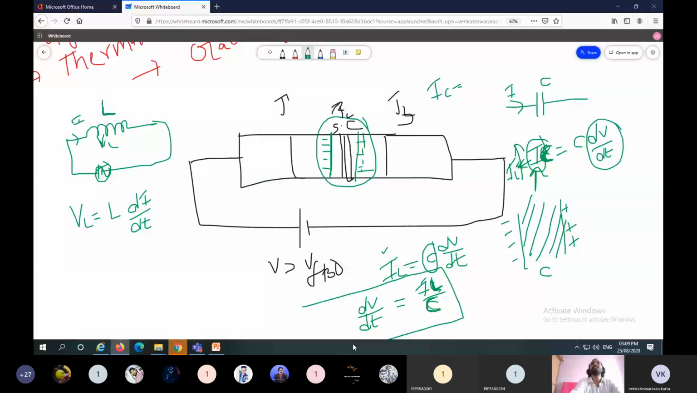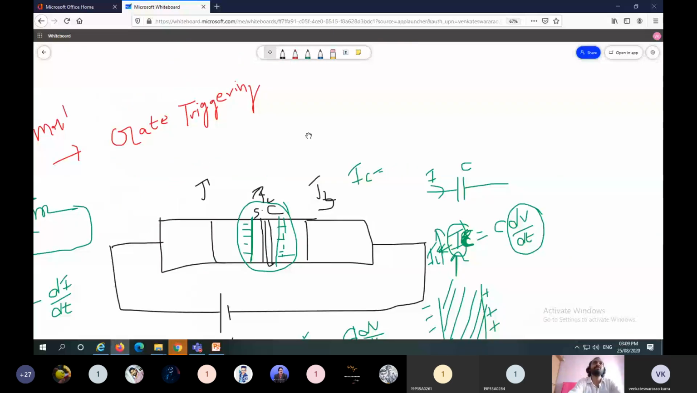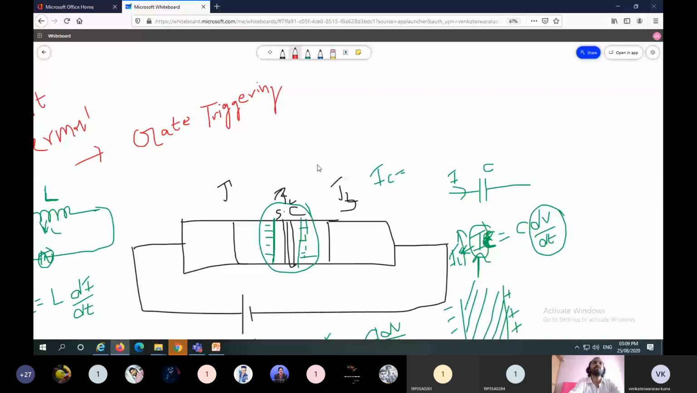So like this, we can turn on the SCR. Next method is the light triggering method. Whenever light is applied at junction J2, due to the energy present in the light, the width of the depletion layer of junction J2 decreases, and it starts conduction due to the light energy projected at junction J2.